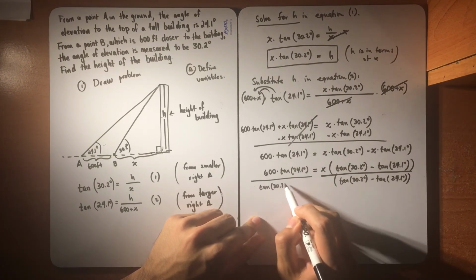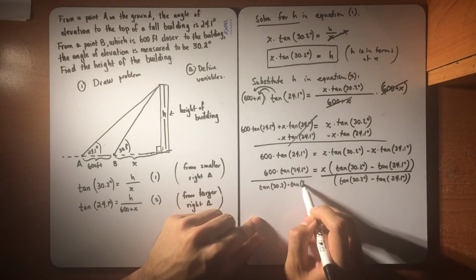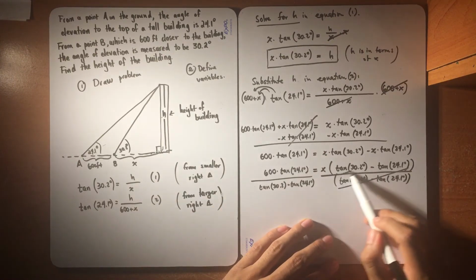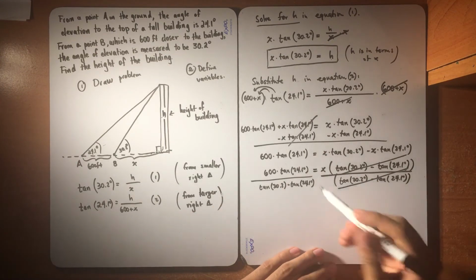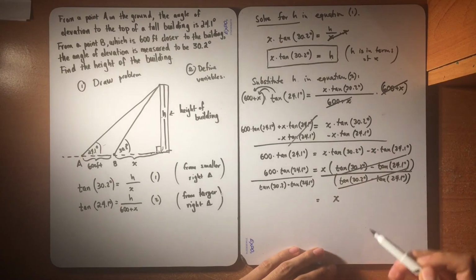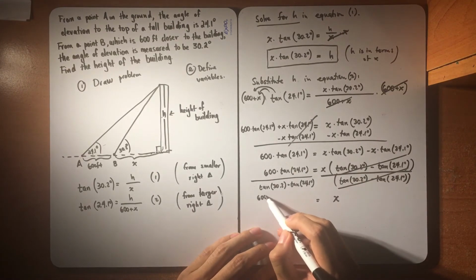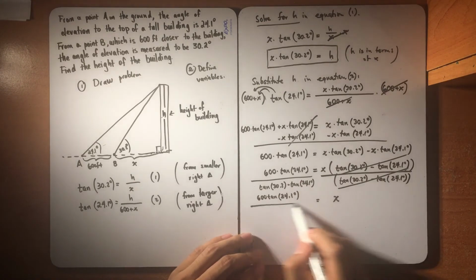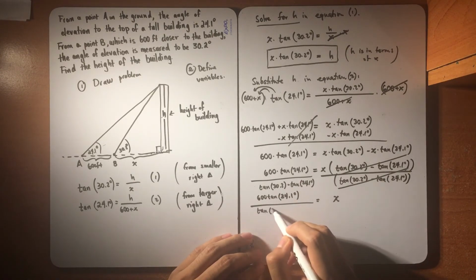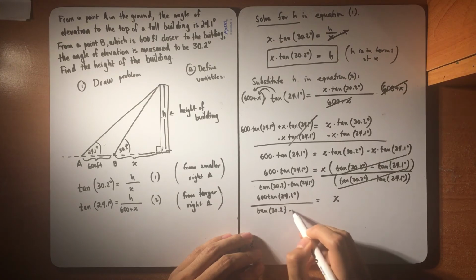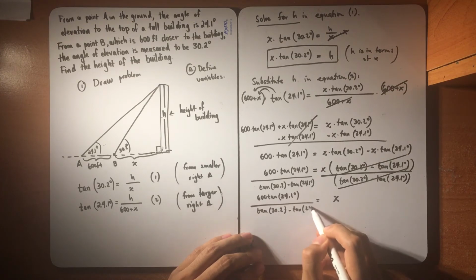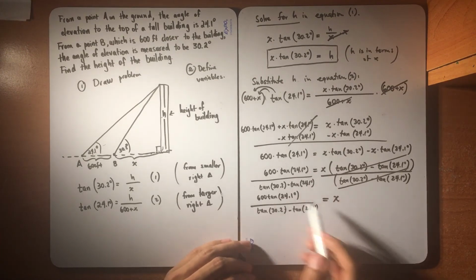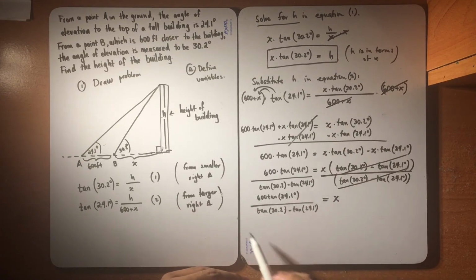So now this is what I have. And now these tangents here are canceled out. And I'm left with x equals 600 tangent of 24.1 degrees over tangent of 30.2 minus tangent of 24.1 degrees. So in effect, I've solved for x. It's this whole expression here.